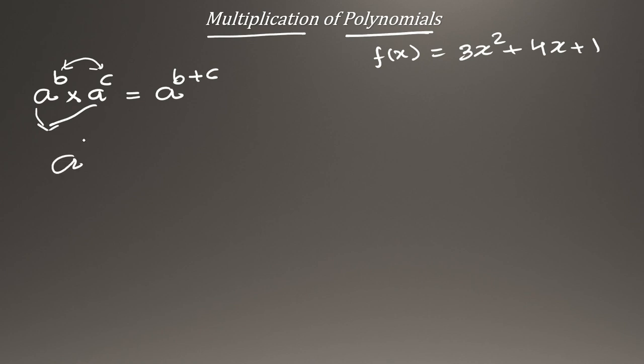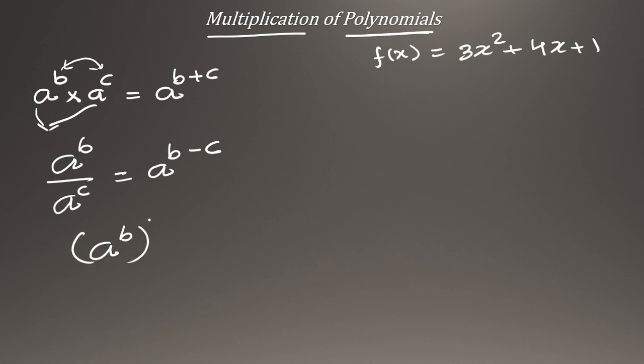Next is a to the power b divided by a to the power c. It will be equal to a to the power b minus c. Similarly, a to the power b to the whole power c is equal to a to the power b multiplied by c. And a to the power 0 is equal to 1. And 1 to the power any number is equal to 1. Like this you can understand some of the concepts about polynomials.